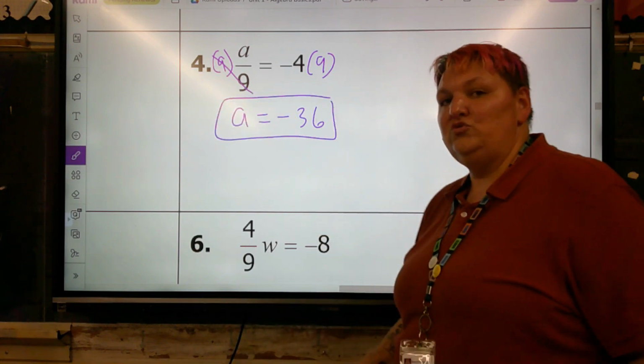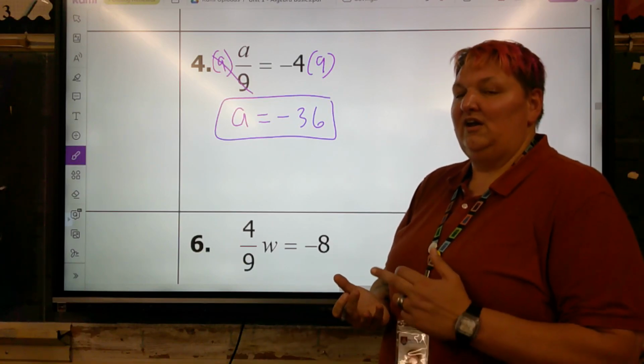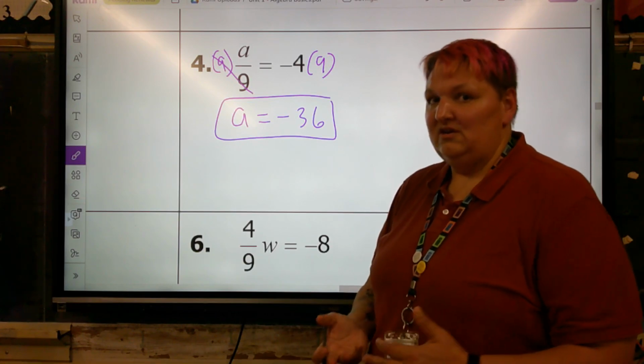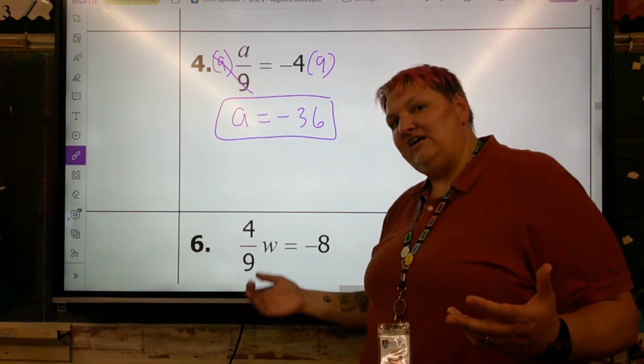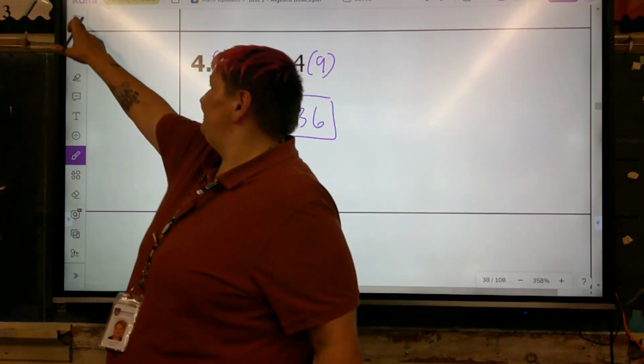Simple enough. You use inverse property. If there's an addition in the way, you use subtraction. If there's subtraction in the way, you use addition. If there's multiplication in the way, you divide. If there's division in the way, you multiply. Opposites. Alright?